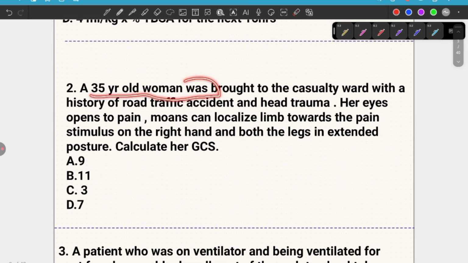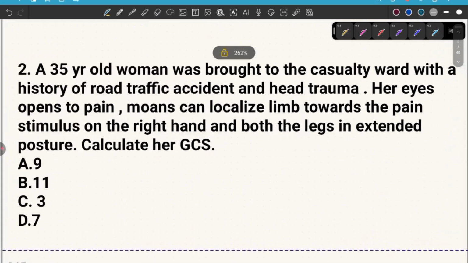A 35-year-old woman was brought to the casualty ward with a history of road traffic accident and had trauma. Her eyes open to the pain and she moans, can localize the limb towards the pain stimulus on the right hand, and both the legs in extended posture. Calculate her GCS. Yes, let's see.